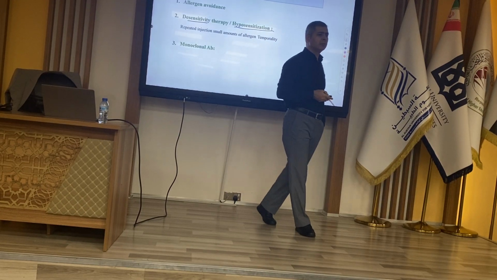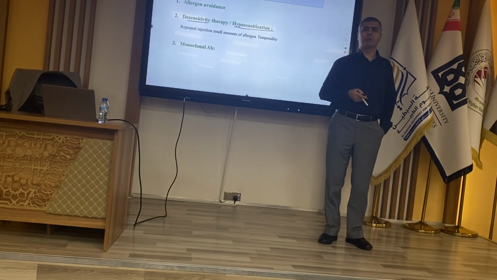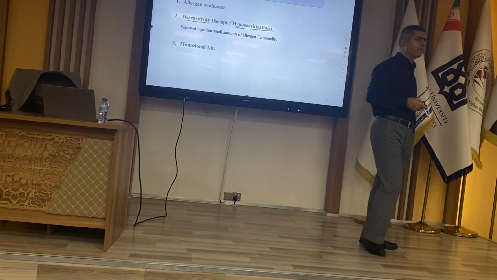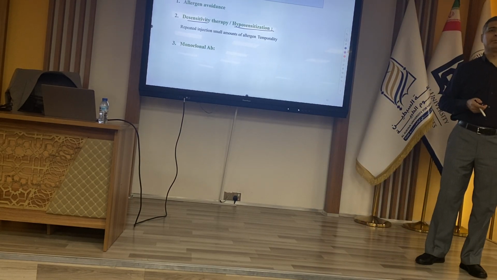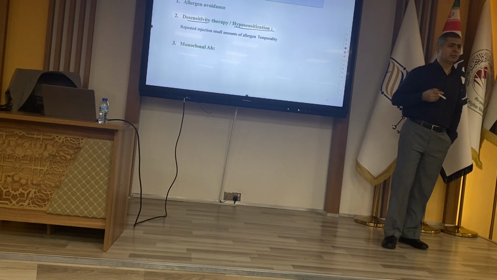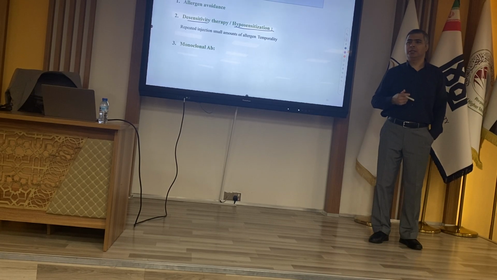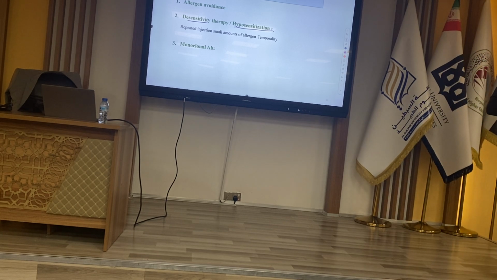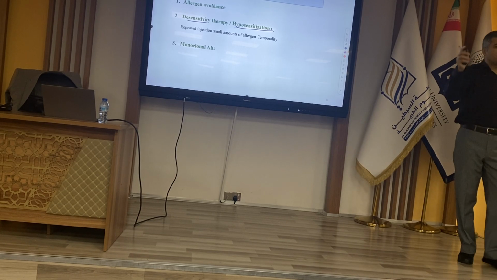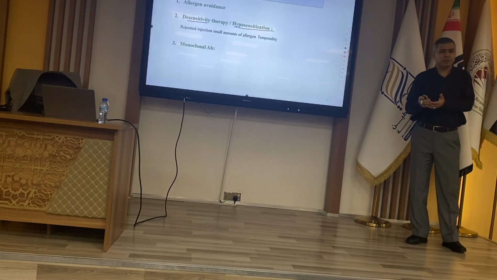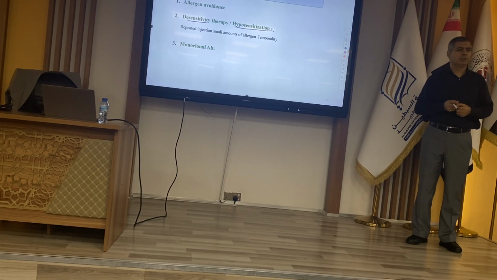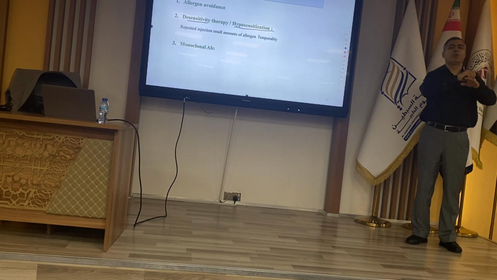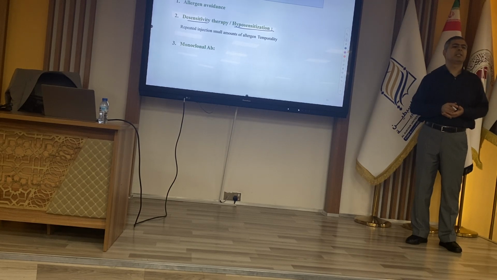What is a monoclonal antibody? I've told you. A simple definition for monoclonal antibody: a population of antibodies that all of them are against just one epitope. The specificity of all of them is the same.